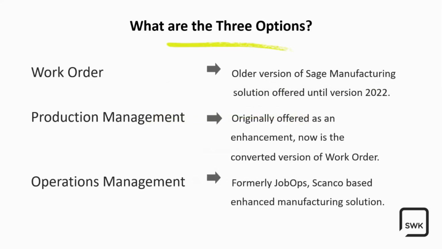Work order is the older version of Sage's manufacturing option. It's been around since almost the inception of Sage and was recently upgraded into a modern module called production management. Production management actually began as an enhancement around 2019 Sage, but now is offered as a converted version of work order from your newer versions. Beyond that, you have operations management. Operations management is formerly known as job ops, which is now being taken over by a company called Scanco and is considered an enhancement.